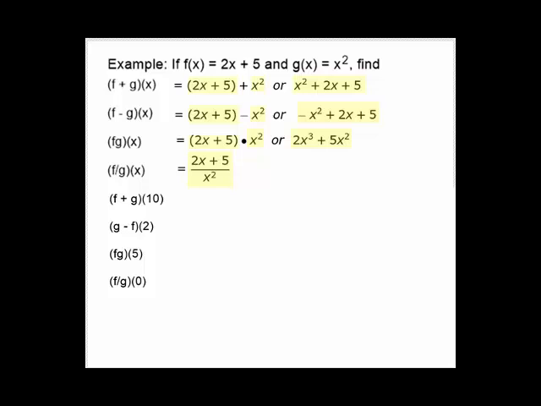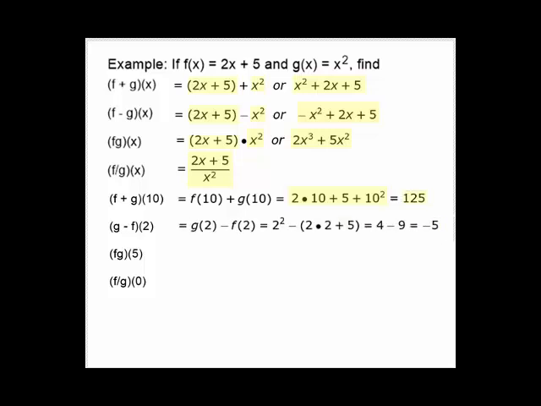Now let's look at a few more variations of these operations. We're going to find f plus g of 10, g minus f of 2, f g of 5, and f over g of 0. F plus g of 10 is going to equal f of 10 plus g of 10. So we plug 10 into each of the formulas and add the results. And this gives us 2 times 10 plus 5 plus 10 squared, which simplifies to 125.